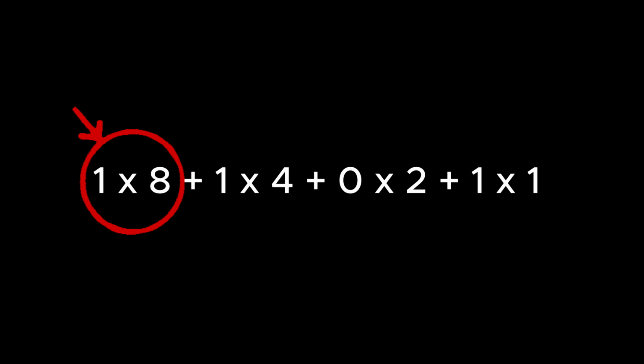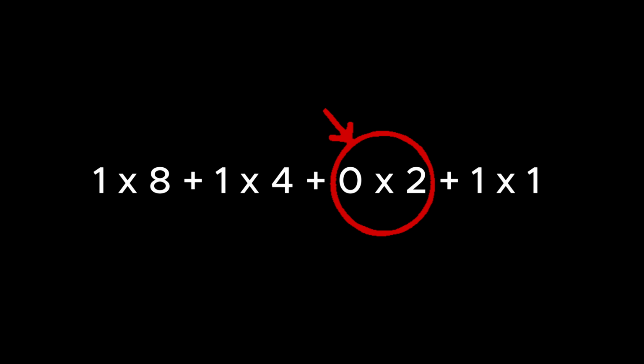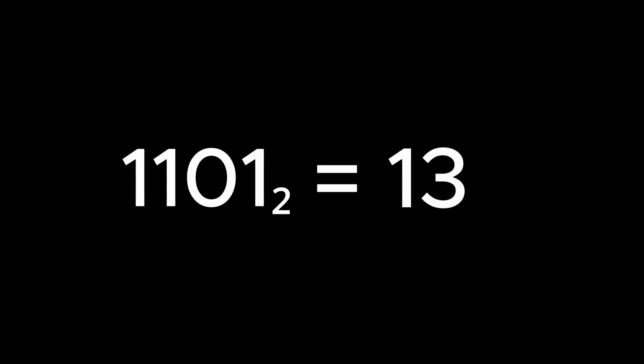So 1 times 8 and 1 times 4, 0 times 2, and 1 times 1. That gives us 8 plus 4 plus 0 plus 1, which equals 13. So 1101 base 2 is equal to 13 in base 10.